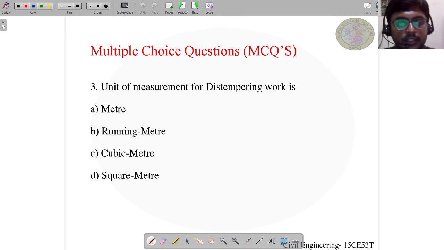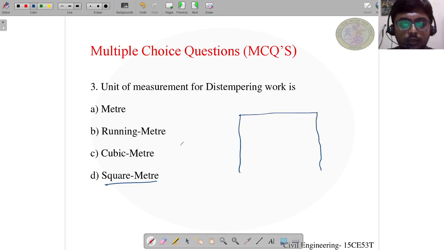Next, unit of measurement for distempering. So what is the unit of measurement of distempering work? Is it meter, running meter, cubic meter or square meter? What is it? It is square meter. See, it is square meter. So this is a wall surface. So what we require is just the length and breadth to calculate the area of the distempering work, which becomes square meter. Because in distempering work the thickness is negligible, we don't take the depth, and it is one only square meter. So the answer is square meter.